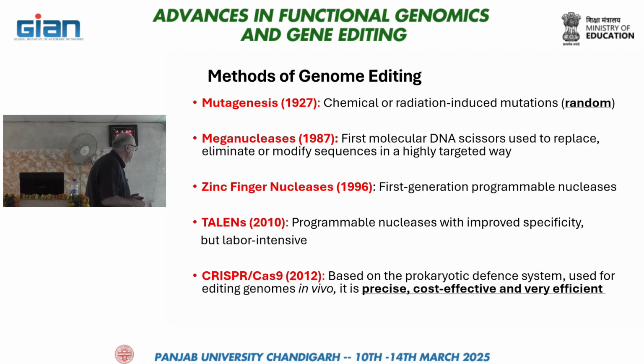So TALENs are programmable nucleases, but in comparison to zinc finger nucleases with improved specificity, but labor intensive and very expensive when you think about money. And finally, CRISPR-Cas9, introduced in 2012, based on the prokaryotic defense system used for editing genomes in vivo. And this is the first system ever which is precise, cost-effective, and very efficient.